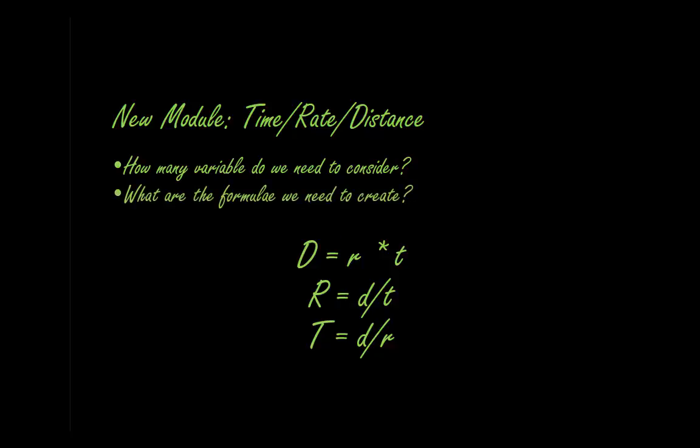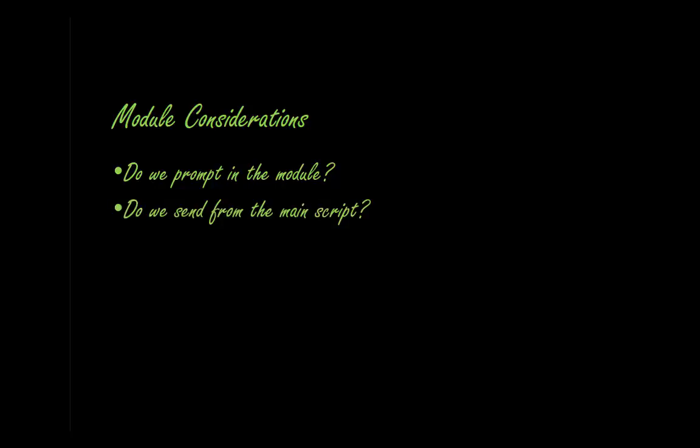Writing the formula for this? Well, no, we just did that. Coding it out. The problem we have to overcome is why the slides aren't advancing. There we go. Okay, so module considerations. Are we going to prompt in the module for the rate, the distance, the time, or are we going to prompt and send those values to the module?